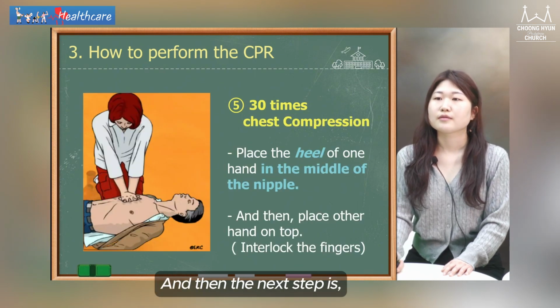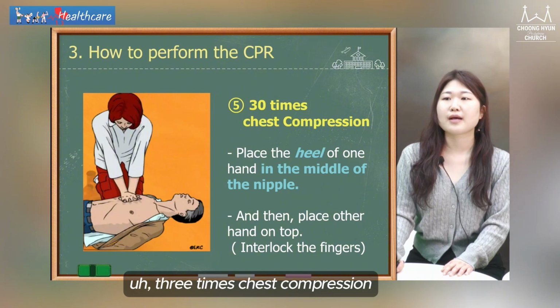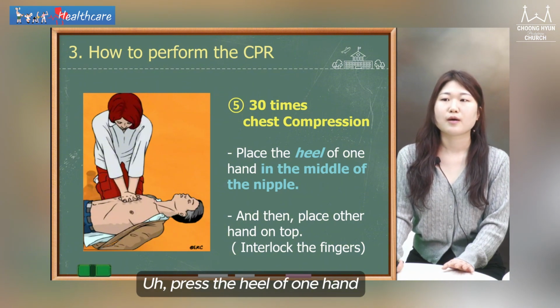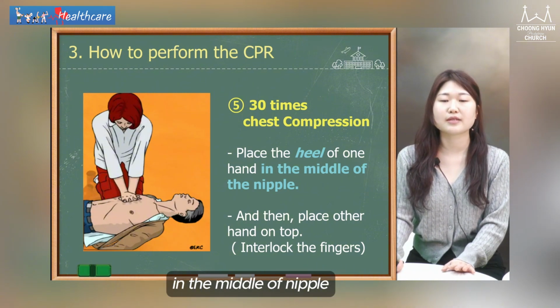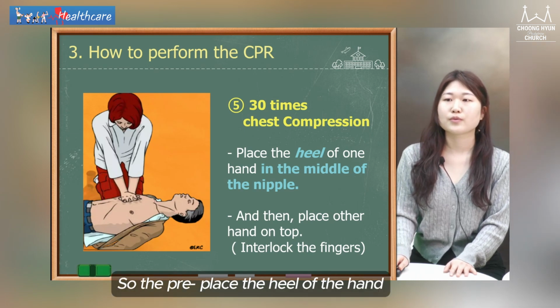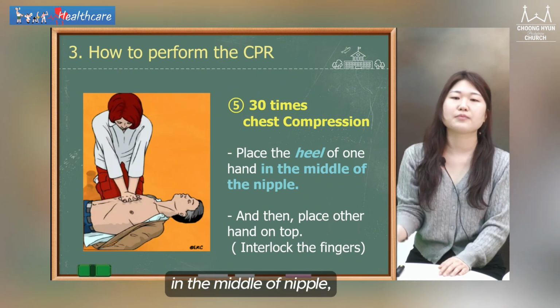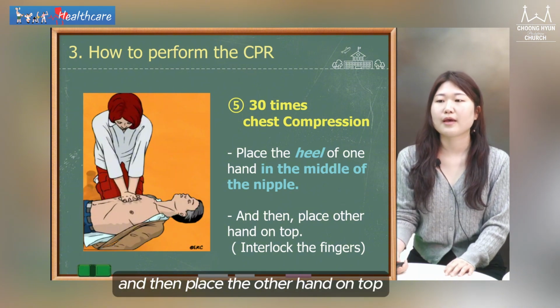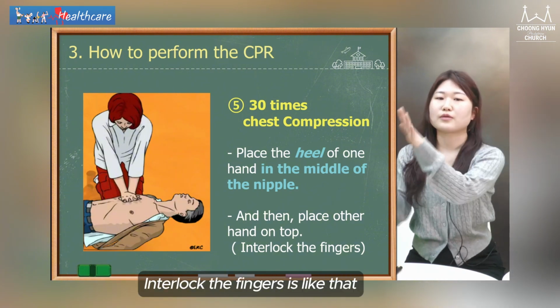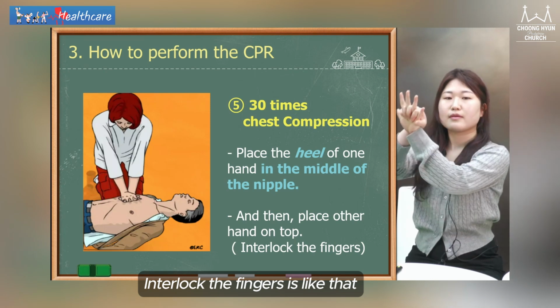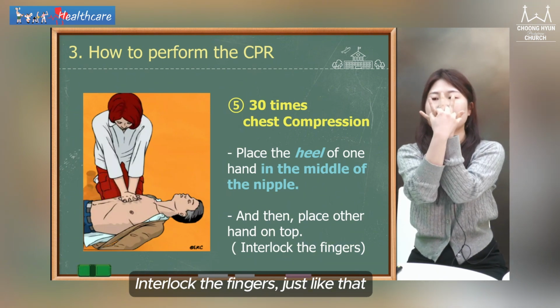And then the next step is 30 times chest compression. Press the heel of one hand in the middle of the nipple line. So place the heel of the hand in the middle of the nipple line, and then place the other hand on top. Interlock the fingers, just like that.